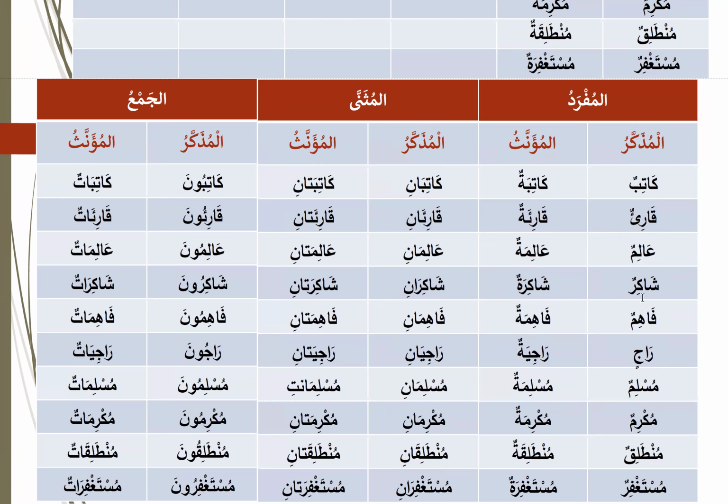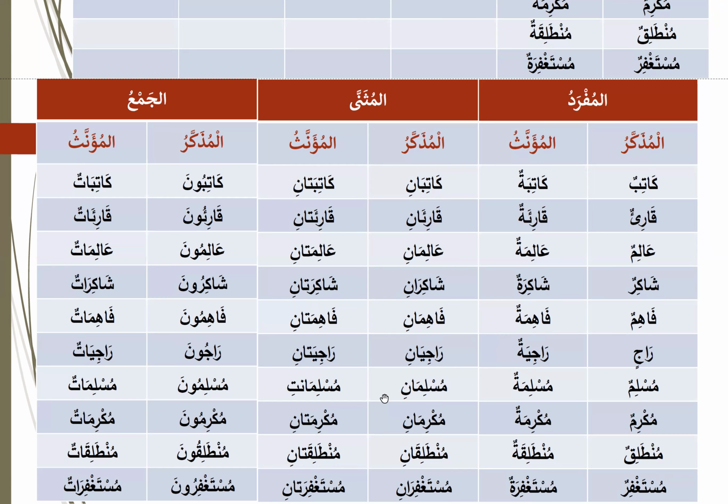Shakir means the one who says thanks, who is showing gratitude. Shakiratun female, shakirani dual for male, shakiratani dual for female, shakiruna plural for male and shakiratun plural for female. Fahimun means the one who understands. So that's for male singular, female singular fahimatun. Fahimani fahimatani, this is for dual muthanna, and for plural fahimuna fahimatun, for both male and female.